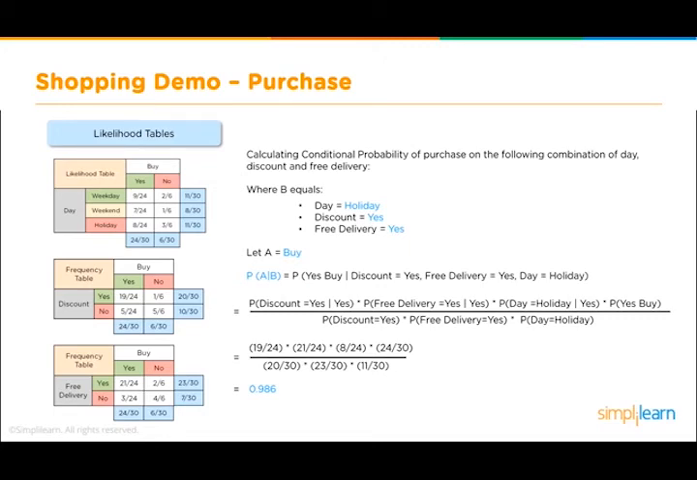And that's where we get this 19 over 24 times 21 over 24 times 8 over 24 times the P of A, 24 over 30, divided by the probability of the discount, the free delivery times the day, or 20 over 30, 23 over 30 times 11 over 30, and that gives us our 0.986. So, what are we going to do with these two pieces of data we just generated?